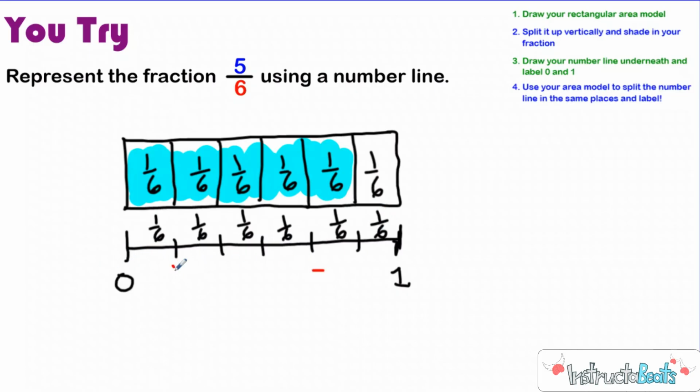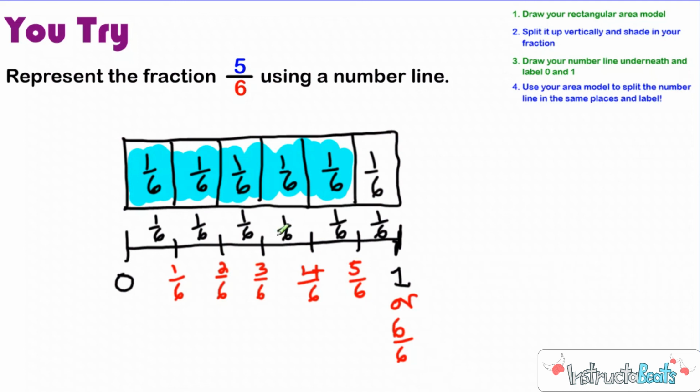So now I can go back and I can label my number line. If I had 1 unit fraction, that'd be 1/6. If I had 2 unit fractions, that'd be 2/6. 3 unit fractions, 3/6. I'd have 4/6 right here, 5/6. And then if I had 6 unit fractions, I'd have 1 whole, or 6/6. Now eventually you won't have to label unit fractions as you get really good at this. You'll just know that those are unit fractions.